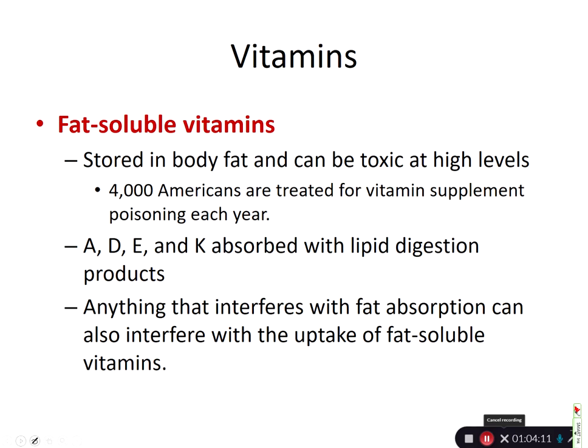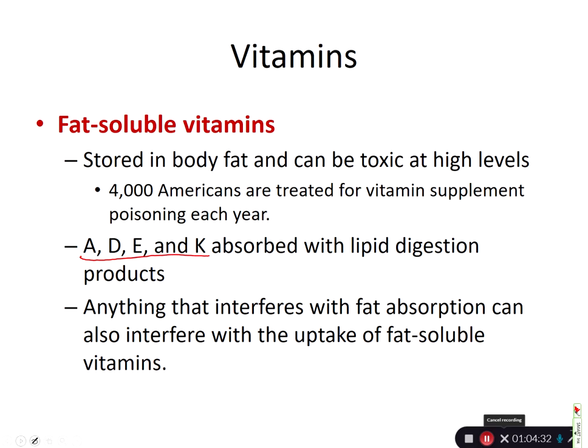Fat-soluble vitamins, these are stored in your body. So they get absorbed with fat from your food, and then you store them in the fat in your body. So they can be toxic at high levels. I mentioned this on Tuesday. 4,000 Americans every year are treated for vitamin toxicity poisoning. This is a thing.